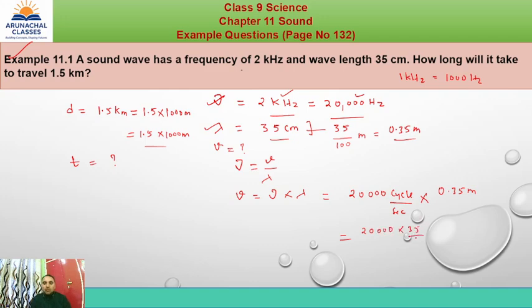If I remove the decimal, I need to keep 100 down as denominator. It will be meter per second. These two zeros I will cancel here, and 35 is multiplied with 20. So 35 multiplied with 2, it will be 70, and two zeros will be there. So it is 700 meter per second.